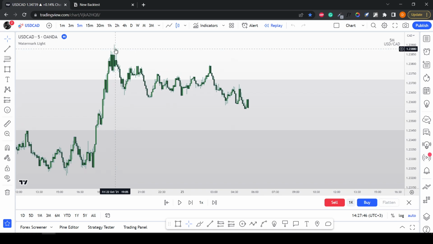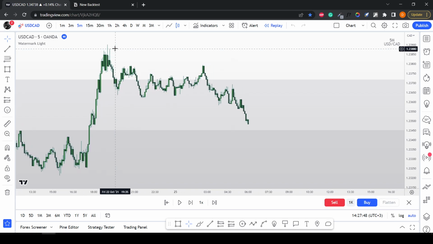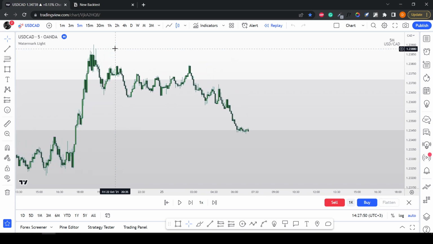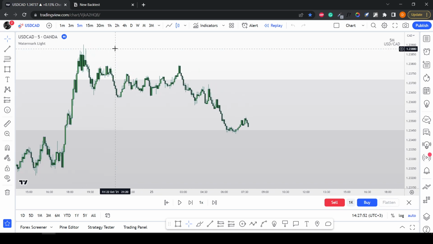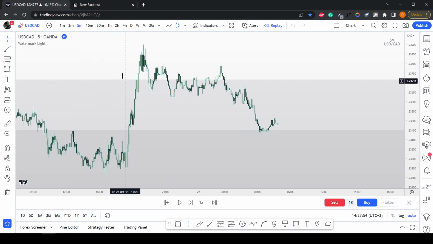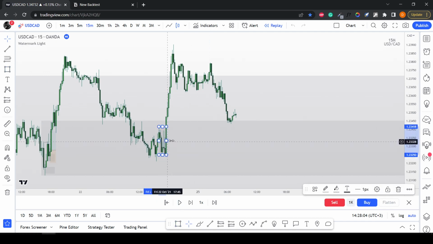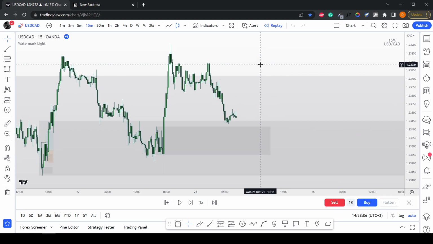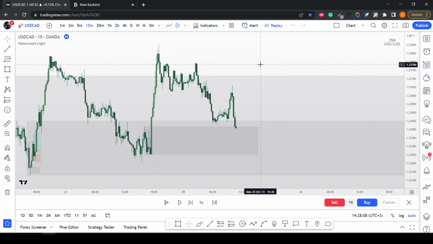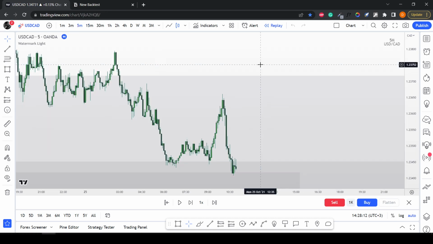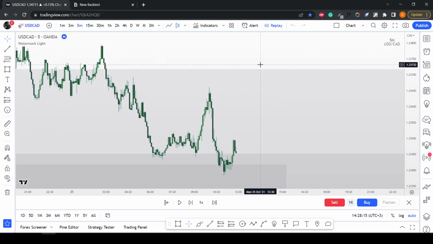So skipping the Asia, and this is near the London. But basically that would be a good entry, by the way, from here. But let's see, we have a 15-minute zone here. Let's see if we will have a tap. Yes, we have a tap to this bigger zone. Now let's just wait for 5 minutes.